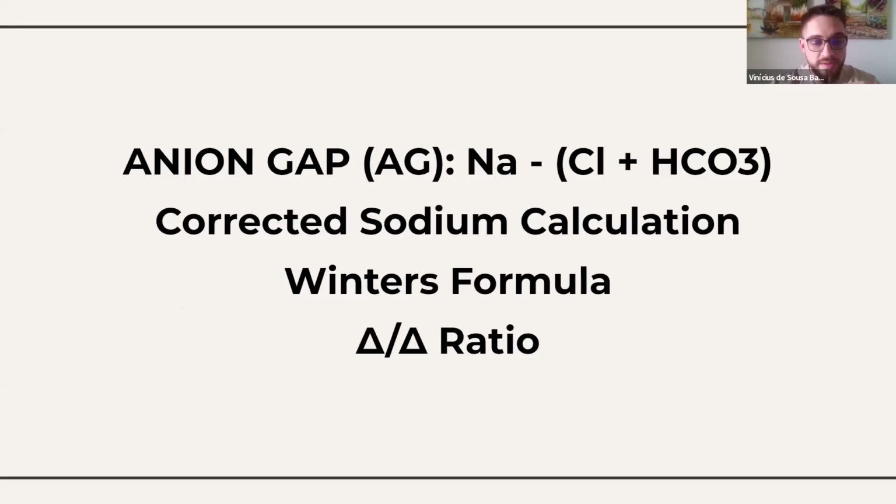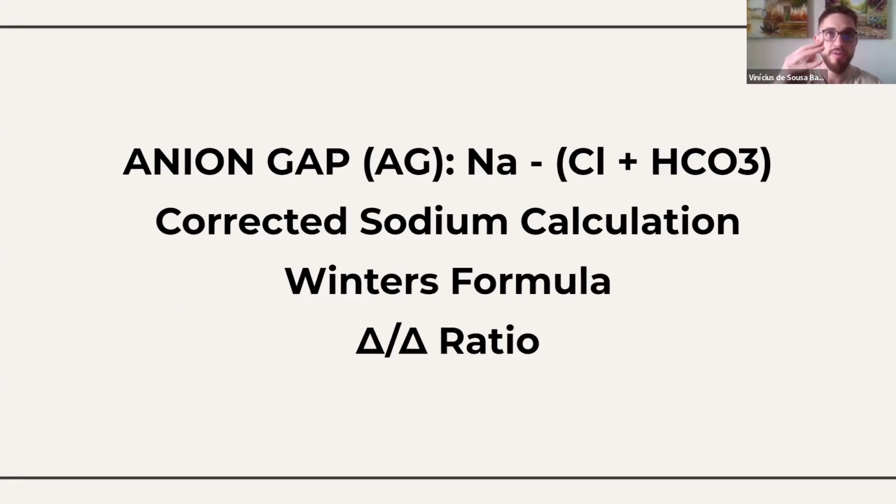And one couple of things that you need to proceed with is some laboratory calculations. The first one that you will calculate when you have a metabolic acidosis is the anion gap, that is the sodium minus the chloride minus the bicarbonate. And you will differentiate causes of high anion gap metabolic acidosis and non-gap metabolic acidosis. Then you will proceed with the corrected sodium calculation.